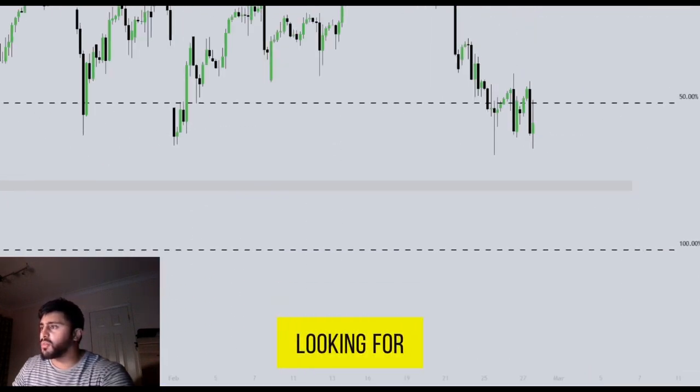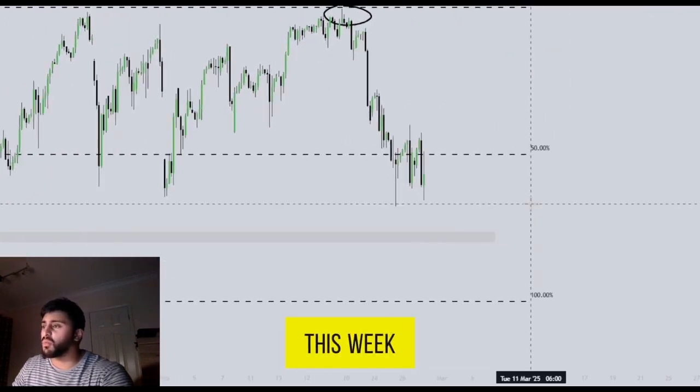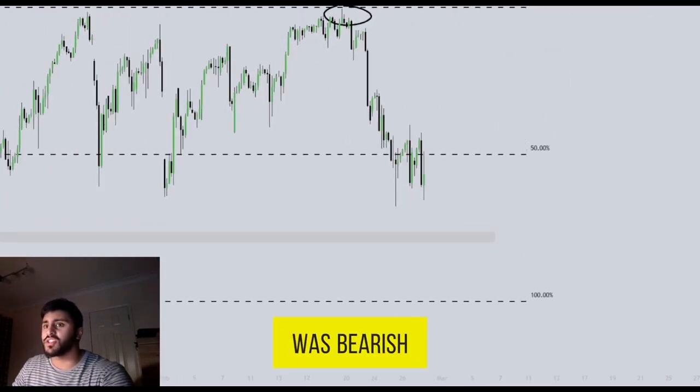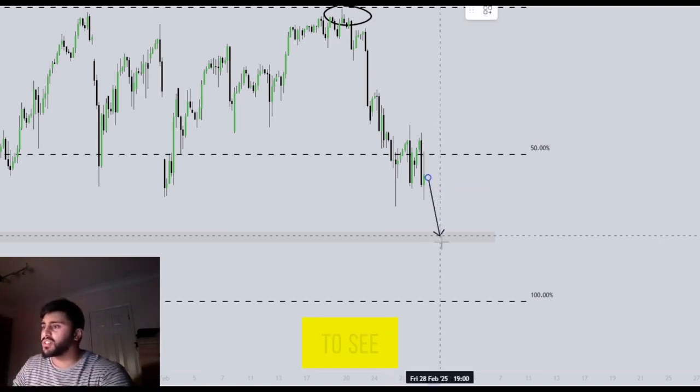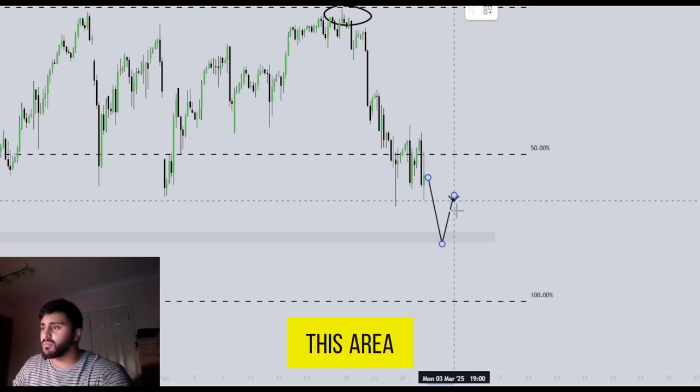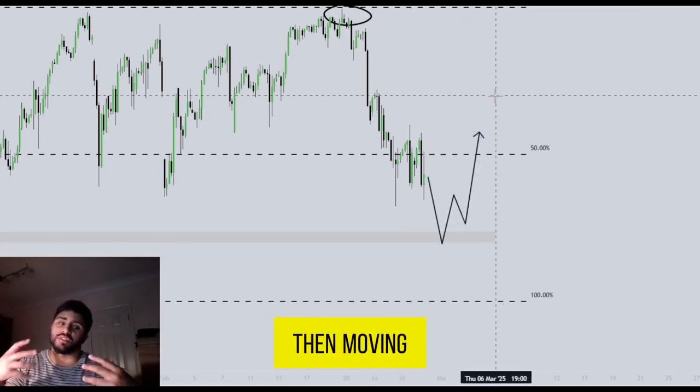So what we were looking for, my bias going into this week was bearish. And the reason it was bearish is because I was actually looking for price to do this. I wanted to see price come down into this area before filling it and then moving to the upside.